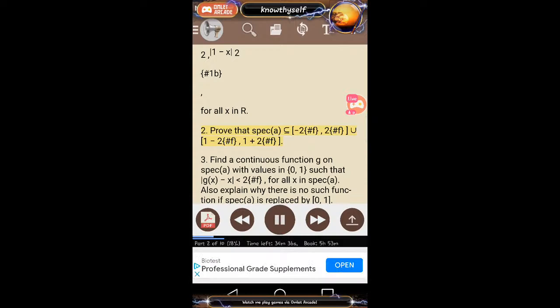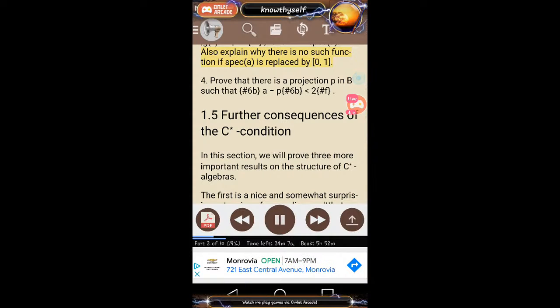2. Prove that spec(A) is contained in the union of [−2ε, 2ε] and [1 − 2ε, 1 + 2ε]. 3. Find a continuous function g on spec(A) with values in [0,1] such that |g(x) − x| is less than 2ε for all x in spec(A). Also explain why there is no such function if spec(A) is replaced by [0,1]. 4. Prove that there is a projection P in B such that the norm of A minus P is less than 2ε.